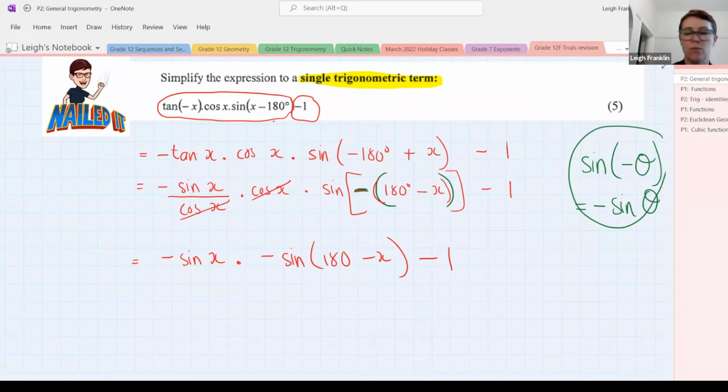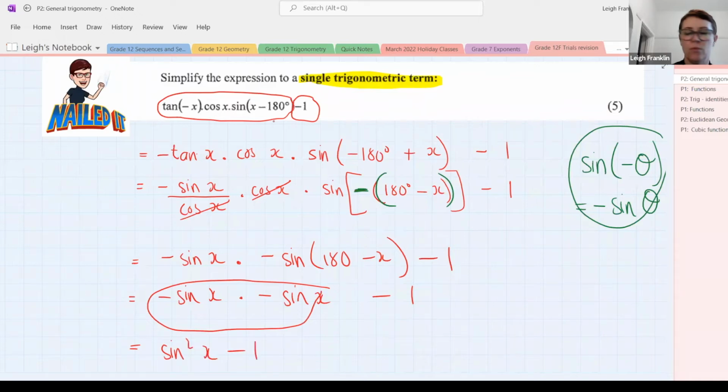So what this now gives us is minus sine x times sine of 180 minus x, which would be positive sine x. A negative times a positive is a negative. Minus sine x, minus 1. Multiply these two together. This gives us sine squared x minus 1.